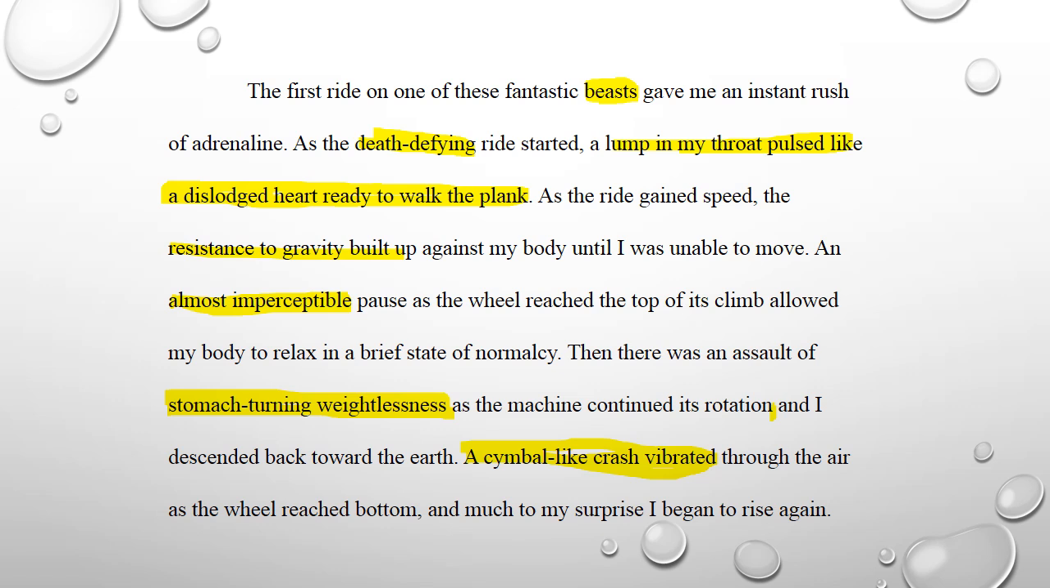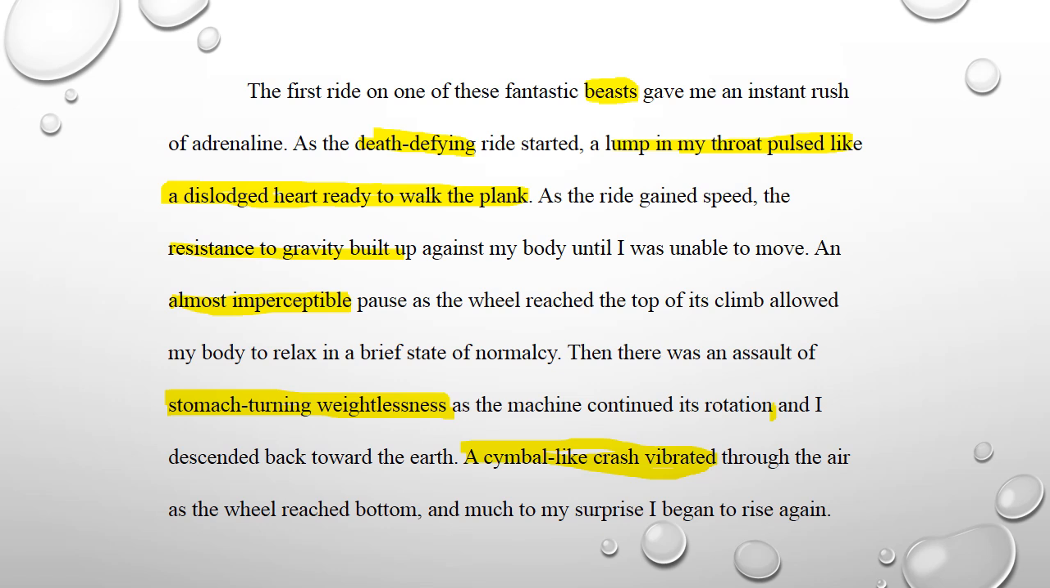started, a lump in my throat pulsed like a dislodged heart ready to walk the plank. Now, even in the movies, we haven't actually seen the actual heart pulsing across a plank in order to be thrown overboard. But imagine that if you were walking the plank and you had to jump off or be pushed off into the ocean, you'd feel as though your heart was literally sitting on your chest, pulsing, right? Pulsing loudly.